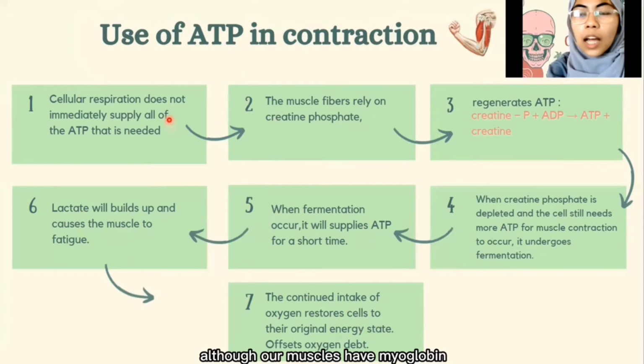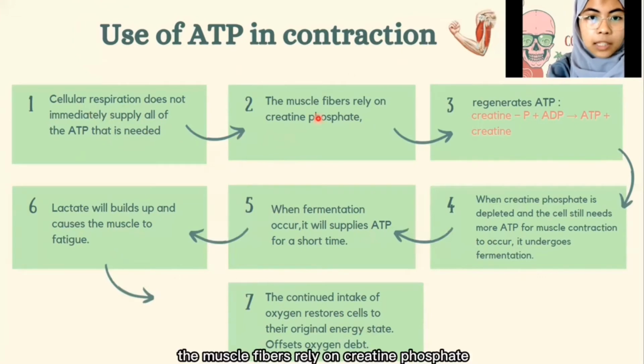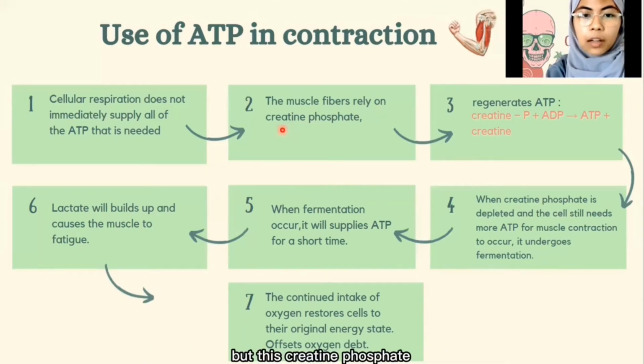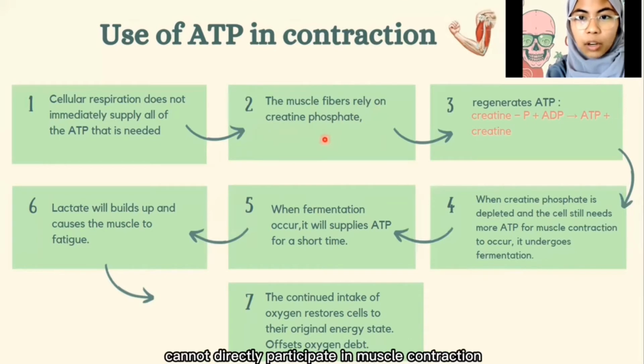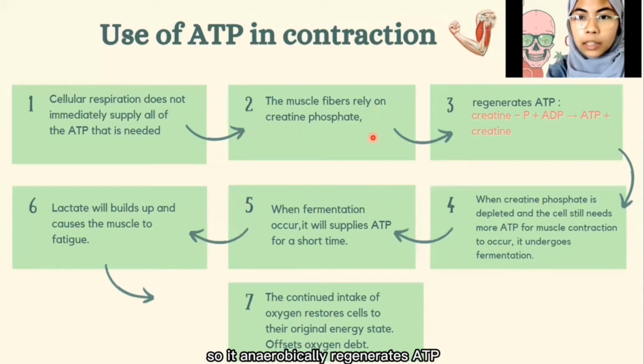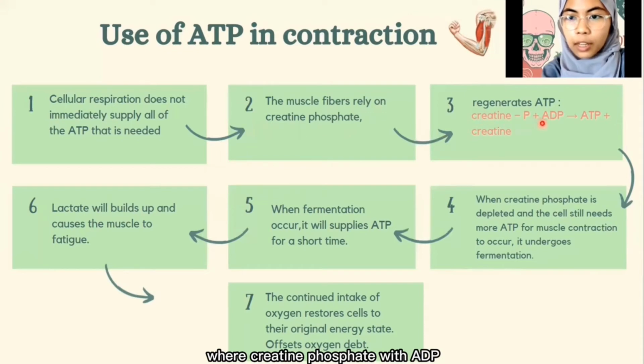Although our muscles have myoglobin, which is a molecule that contains oxygen, cellular respiration doesn't immediately supply all of the ATP that is needed. Meantime, the muscle fibers rely on creatine phosphate. Creatine phosphate is actually a storage form of high energy phosphate. But creatine phosphate cannot directly participate in muscle contraction, so therefore, it needs to anaerobically regenerate ATP. By this process, creatine phosphate reacts with ADP to become ATP plus creatine.